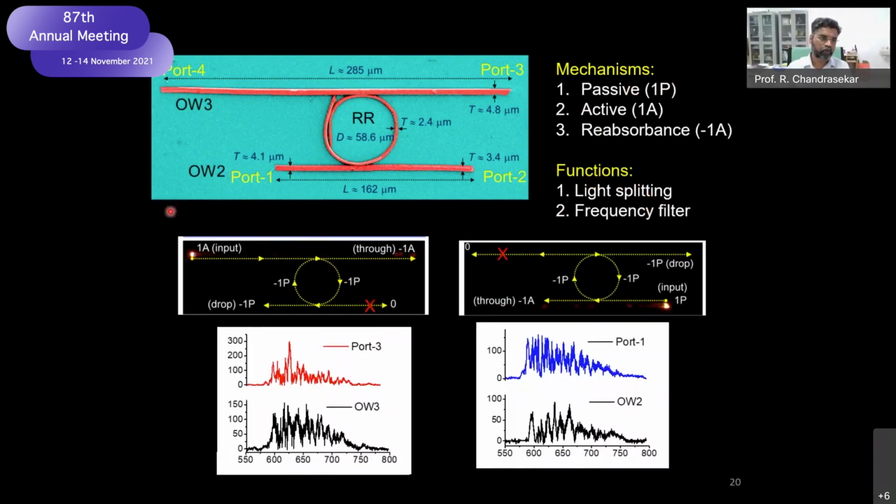Okay, and so when you give an input at port 4, the light goes straight, and reabsorption happens. So the outcoupled signal is now labeled as -1, and the light also couples to the ring resonator. If you look at the optical spectrum, we also have modes, and these modes are different before coupling and after coupling. So optical waveguide 3, before integrating with this ring resonator, has different modes, and after coupling it has a different mode. This shows that frequency filtering can also happen.